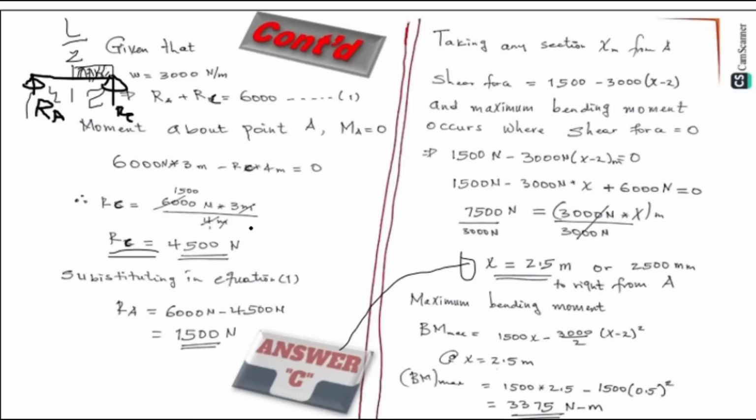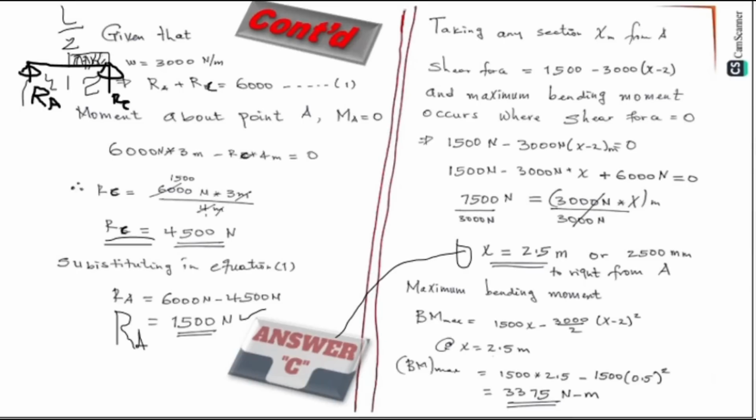4500 Newtons. And when we substitute this value in equation 1, here we have RA plus RC, which is 6000. When we replace the value of RC as 4500 Newton, RA becomes 6000 Newton minus 4500 Newton, which is 1500 Newton. So this is the value of RA. RA equals 1500 Newton.